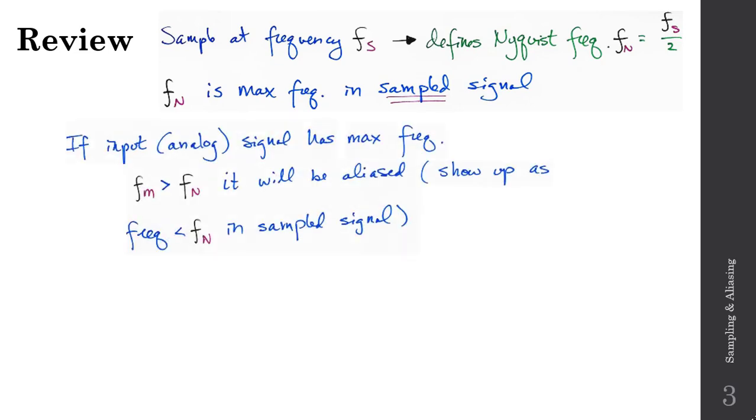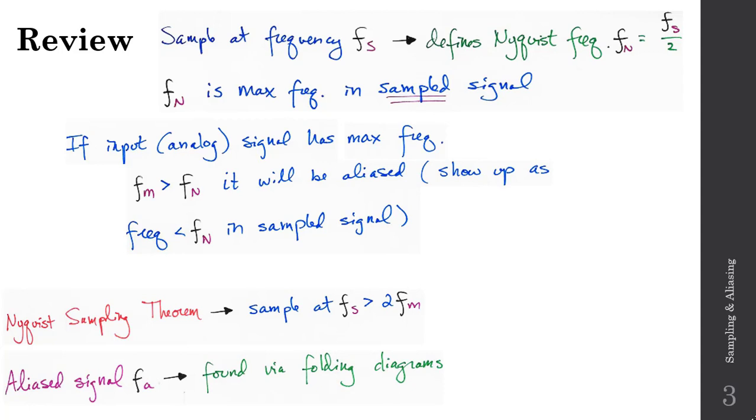Now, if the input analog signal has a maximum frequency content, we'll call that Fm. If Fm is greater than the Nyquist frequency, then we can expect aliasing to be present in our sampled signal. This then gives rise to the Nyquist-Shannon sampling theorem. The Nyquist-Shannon sampling theorem says I need to sample at greater than 2 times the maximum frequency content of that input analog signal to avoid the presence of aliasing in my sampled signal.